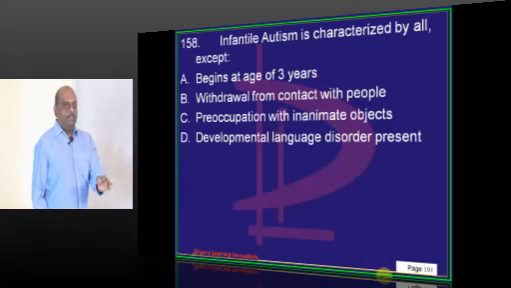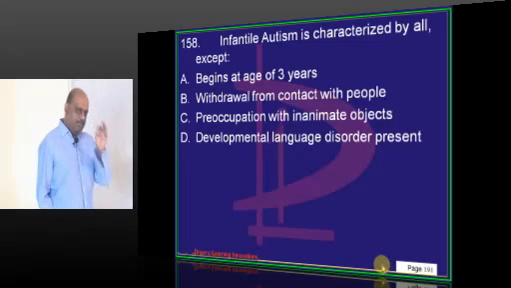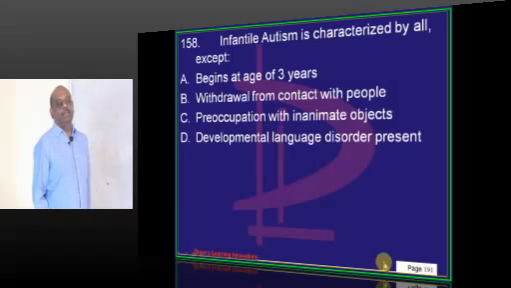Infantile autism by definition will have an onset before the age of 3 years. You go to AIIMS, PGI, nowadays no more state entrance. Any exam, this is the favorite question of the examiner.